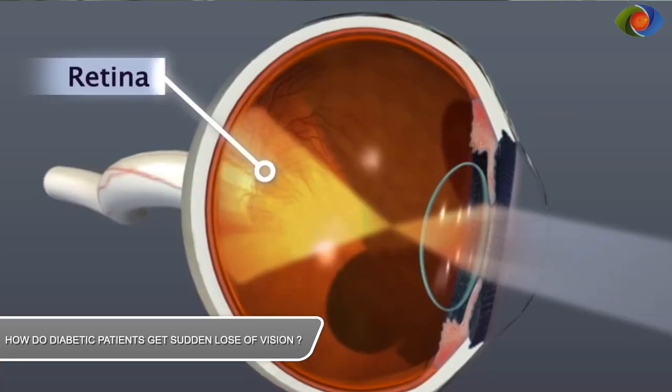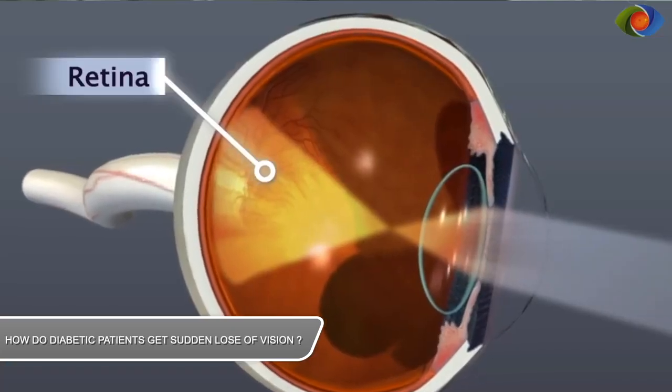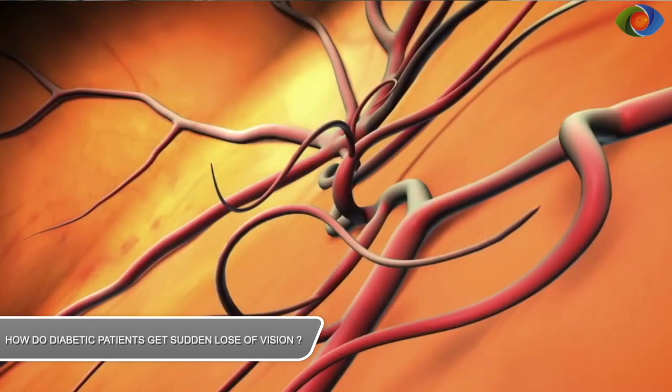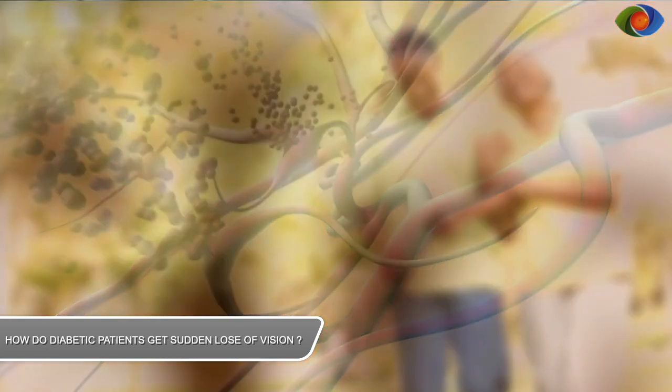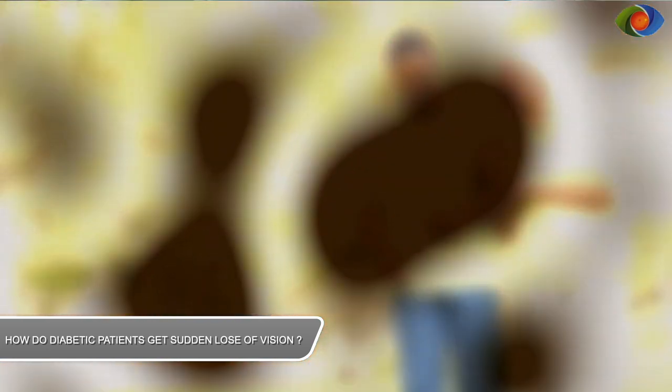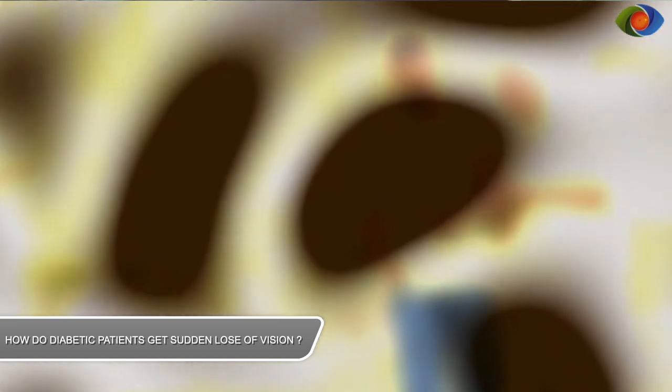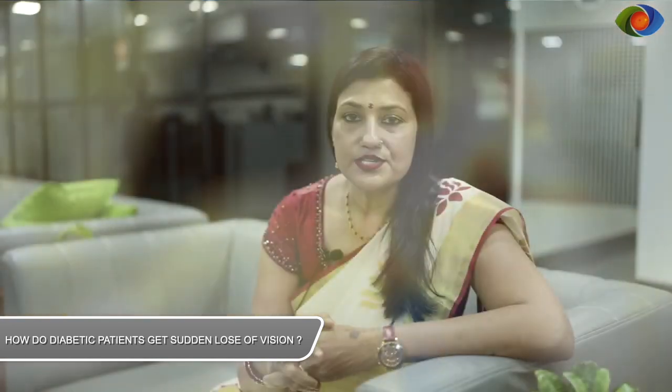When diabetic retinopathy affects your retina, there is a lot of decrease in blood flow. This decrease in blood flow causes new blood vessels to grow in your eye. These new blood vessels are not as strong as your normal blood vessels. And what happens then is that from these new blood vessels, blood comes into your eye, into the vitreous, that is the jelly of the eye, and that causes sudden decrease in vision. So that is how diabetic patients end up with sudden decrease in vision.